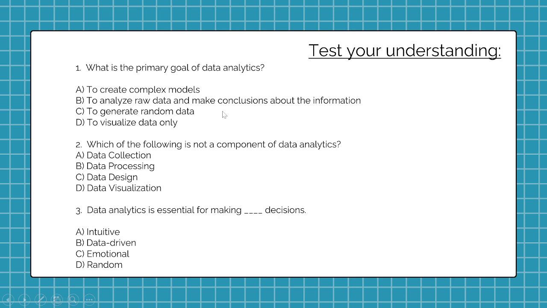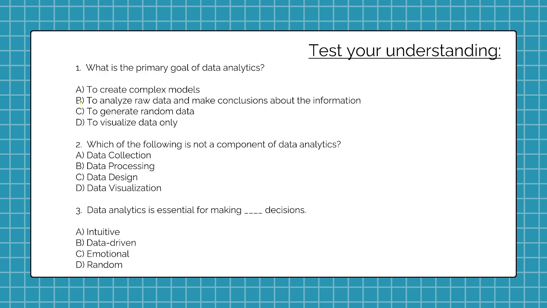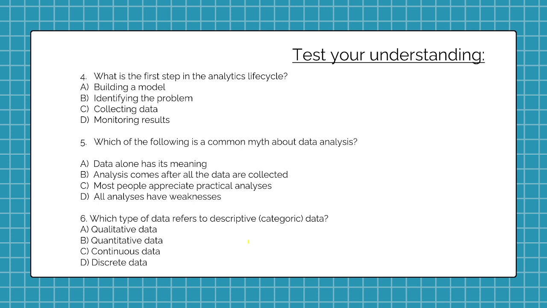So what is the primary goal of data analytics? The correct answer is B. This is the best answer: to analyze raw data and make conclusions about the information. Number two, which of the following is not a component of data analytics? The answer is C, that is not a component. Then data analytics is essential for making data-driven decisions. Okay, now let's see the next questions.